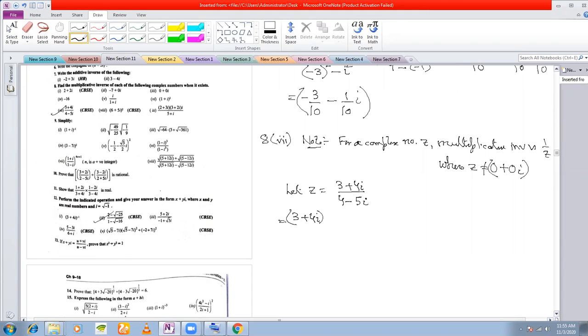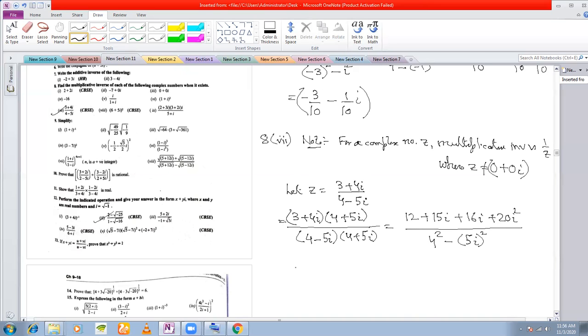3 plus 4i, multiply the numerator and the denominator by 4 plus 5i. Because we want to write this complex number in the form a plus ib or x plus iy, so that the real part is separate, the imaginary part is separate. Multiply the numerator, normal multiplication, 4 into 3, 12 plus 15i plus 16i plus 20i square. And in the denominator you will get 4 square minus 5i whole square.